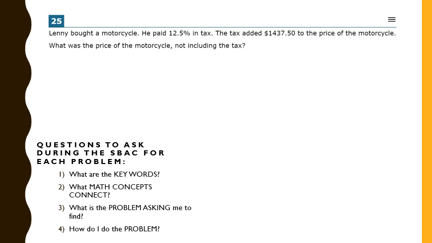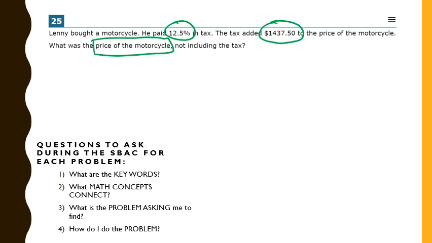Number 25 here brings us into another scenario in which you have to be massively careful when you read your way through the problem. So it says Lenny bought a motorcycle with 12.5% in tax. The tax added $1,437.50 to the price of the motorcycle. What it's asking us to find was the original price of the motorcycle. Now, originally, what you'd probably think you would do is multiply 12.5% times $1,437.50, but you would be misunderstanding what the question's asking you.